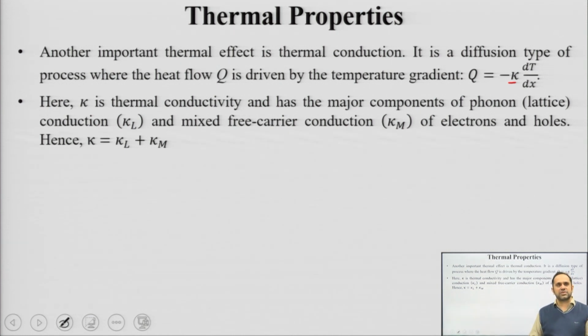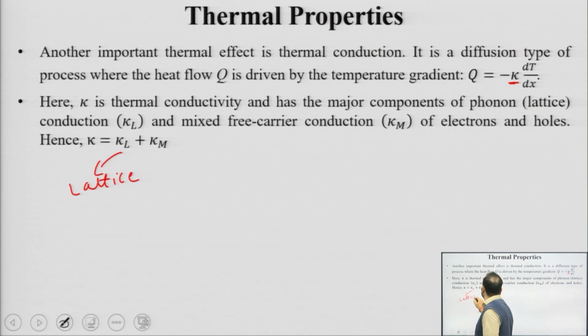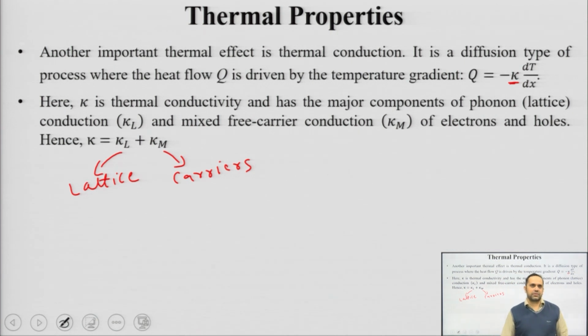So, it flows from higher temperature to a lower temperature, okay. This is thermal conductivity, the symbol which is written here, known as thermal conductivity, okay. And it has major components: contributions from lattice vibrations, or phonon vibrations, in the presence of thermal energy, and free carrier conduction, which happens due to this extra thermal energy of the charge carriers. So, total thermal conductivity has two components, one because of the lattice itself and another because of the charge carriers, okay, which may be because of doping as well.